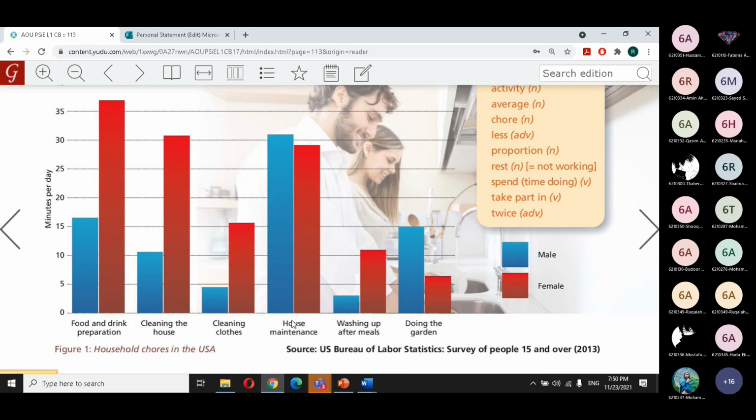We can get information from this chart. For example, if I ask you how much time do females spend cleaning the house? If you look here, cleaning the house, it's 30, nearly 31. What about men? How much time do males spend on cleaning the house? Yes, nearly 11. So it can be clear that this is nearly 3 times.